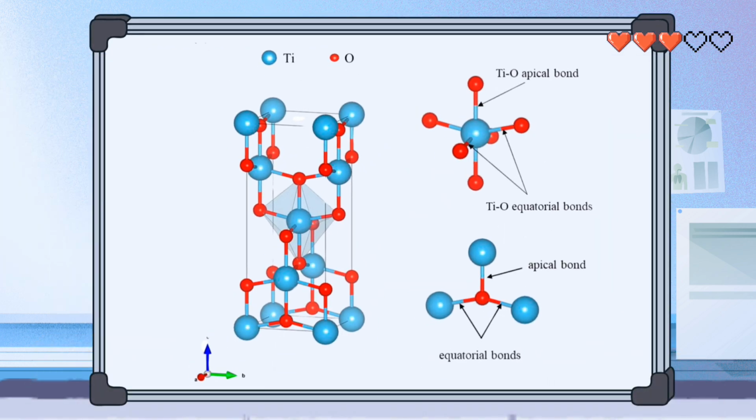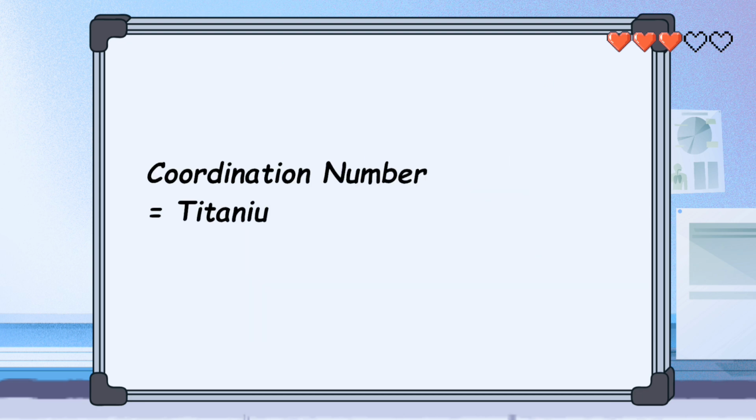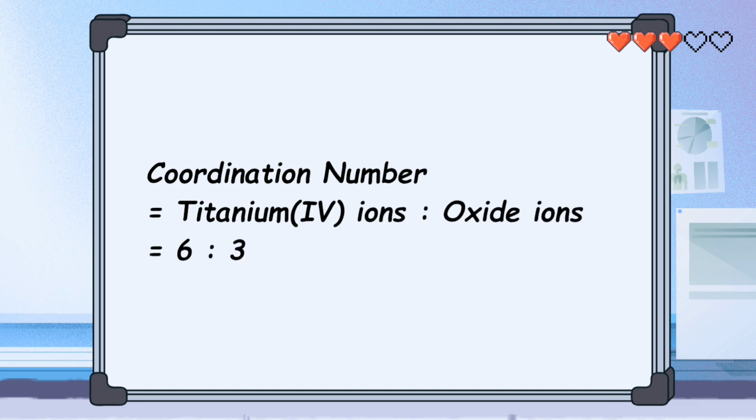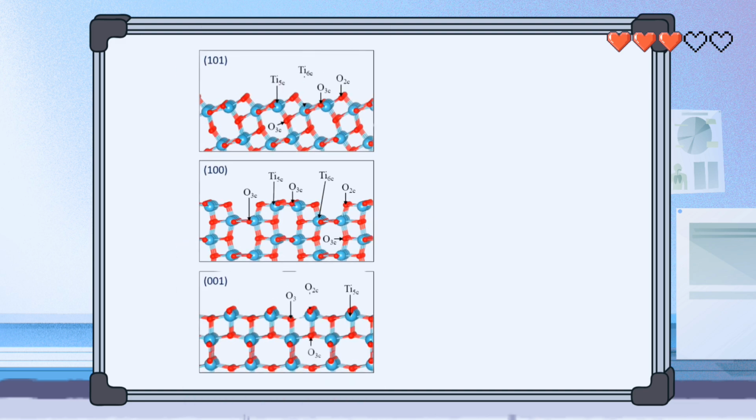Each titanium is surrounded by 6 oxygen ions, forming what's called an octahedral coordination. Here you can see the 6 bonds. 4 are in the equatorial plane and 2 are in the apical positions, 1 above and 1 below. This geometry gives titanium a coordination number of 6. On the other hand, each oxygen ion in Anatase is shared between 3 titanium ions. That means oxygen has a coordination number of 3. So, in Anatase, the ratio of coordination numbers is titanium-oxygen equals 6:3.